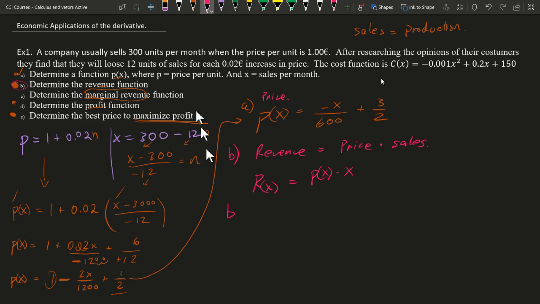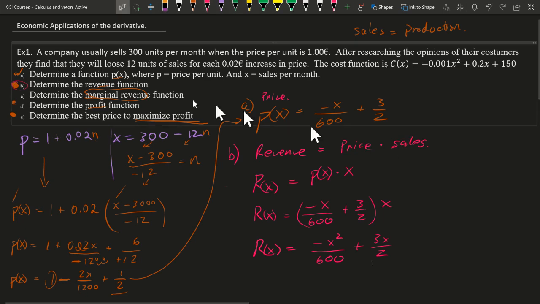So look at this. This is pretty easy. I'm just going to take P of x, which is a negative x over 600 plus 3 halves, and I'm going to multiply an x next to it. So my revenue function is this. I'll distribute this in just for cleanliness. Okay, plus 3x over 2. And there, that is my revenue function.